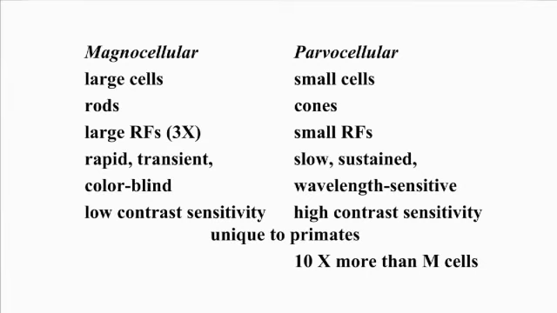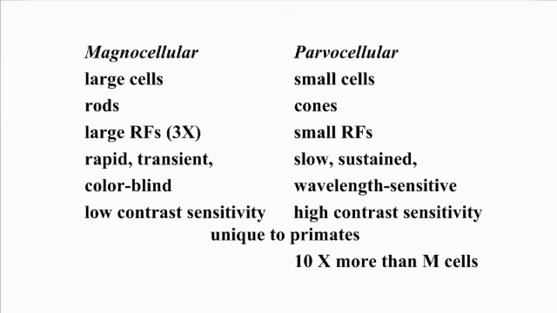They have large receptive fields. They cover relatively large patches of the world for each neuron, 3 times larger than the parvocellular ones. The neurons fire rapidly, transiently, are colorblind. They're good in low contrast, low lighting.